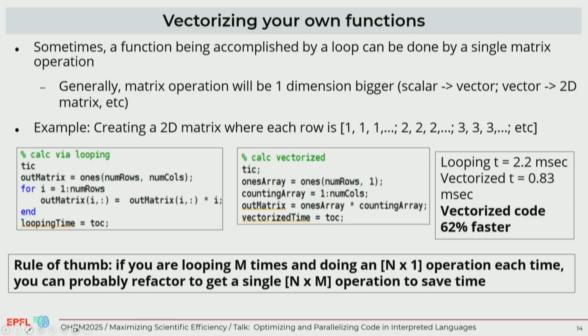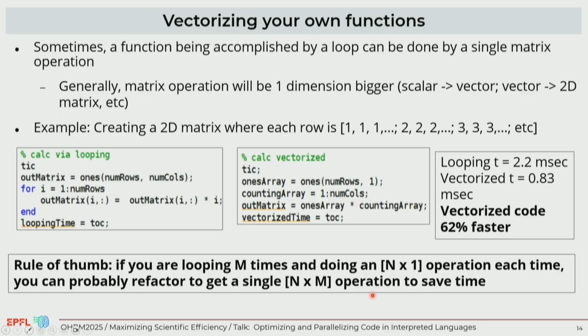Secondly, you can try to vectorize your own functions. A lot of this is, again, using linear algebra tricks to make your code go a little quicker. This is an example where you're trying to get a 2D matrix where each row is 1, 1, 1, then the second row is 2, 2, 2, third row is 3, 3, 3. If you just have a knee-jerk reaction, how would you do this? You'd say, oh, I would just loop through the rows of my matrix, multiply the first one by 1, second one by 2. Okay, that's a great start.